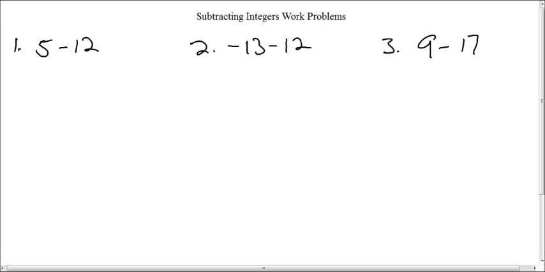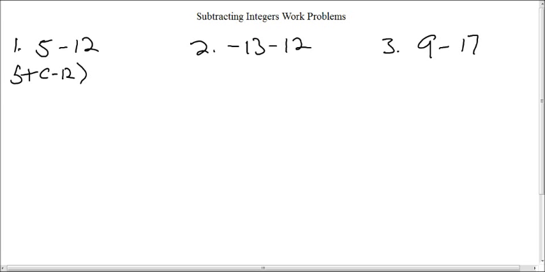We are subtracting integers. Make sure you understand that when you subtract integers, you add the opposite of the second number. So go right ahead, put it on pause, work your problems, come back and check to see if your answers are correct. Okay, so let's see what you have. 5 minus 12. Same thing as 5 plus a negative 12.